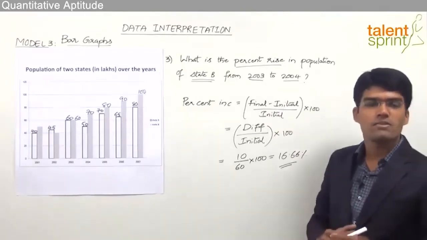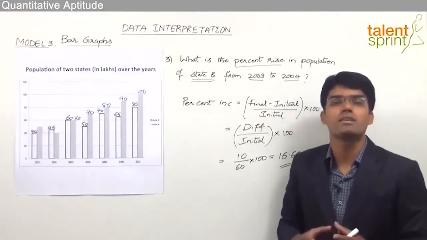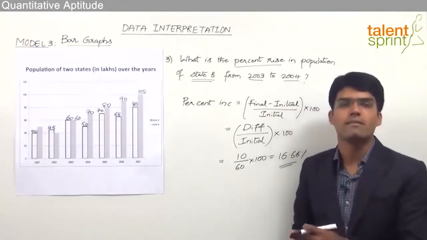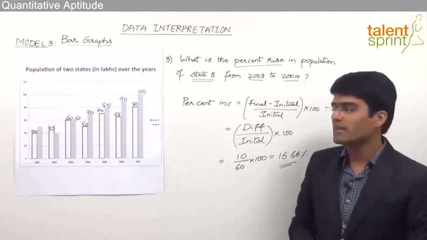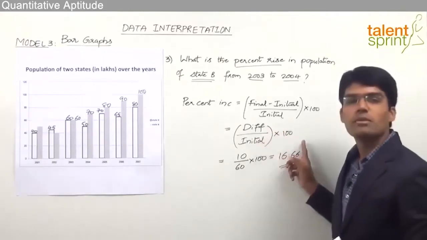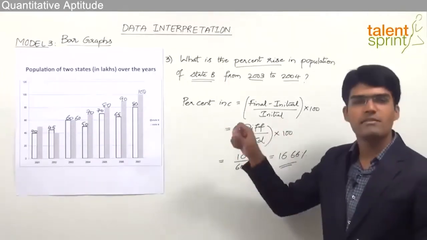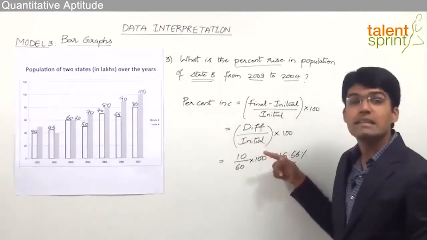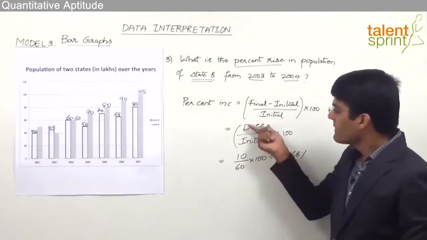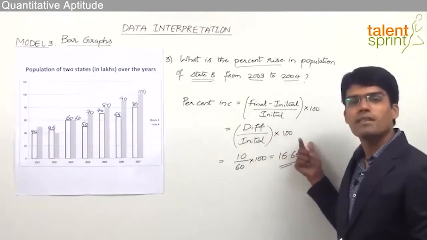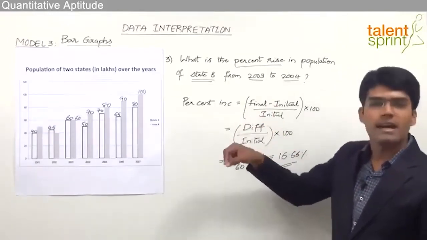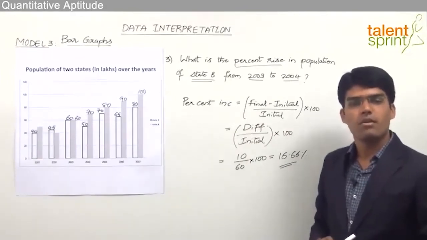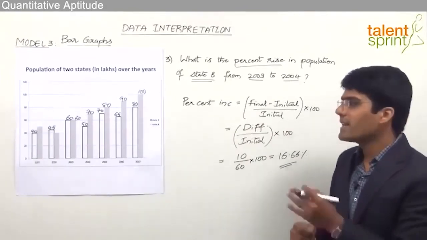So this is how we can solve questions related to percentage change or percentage increase or percentage decrease. Final value minus initial value by initial value into 100, or nothing but the difference by initial value into 100. So simply look at the difference between two values based on the initial value. Remember, always denominator is initial value, not the final value. So difference by initial value into 100. For example, for other states and other years as well, we can simply take it as final minus initial by initial into 100 or difference by initial into 100. Let's take a few more examples.